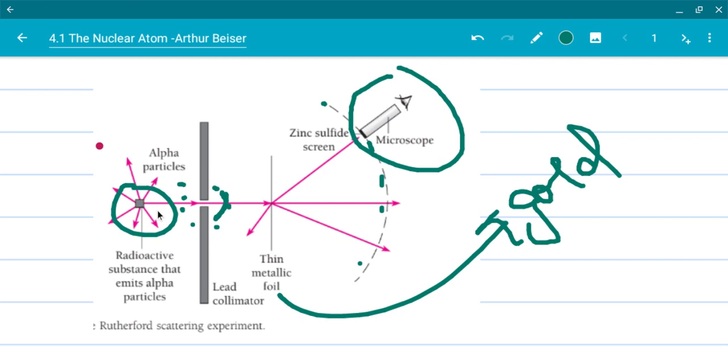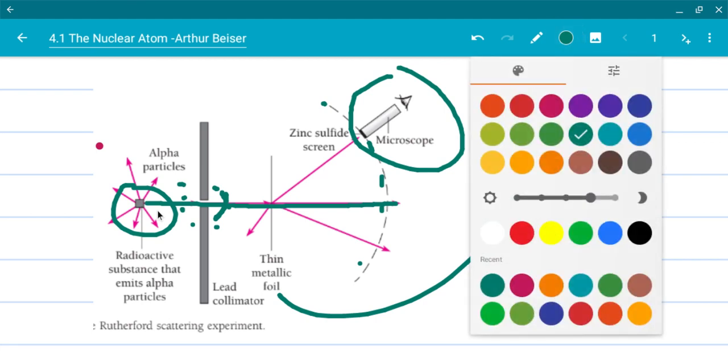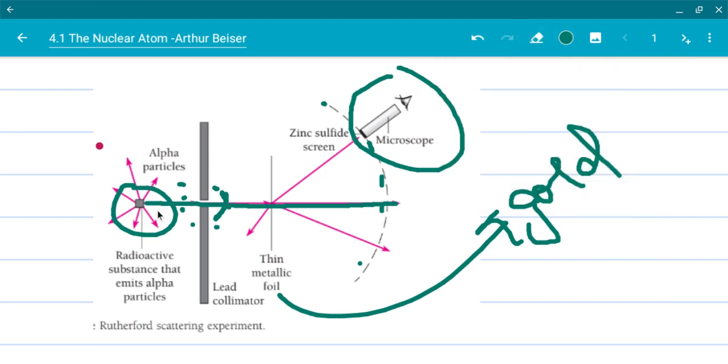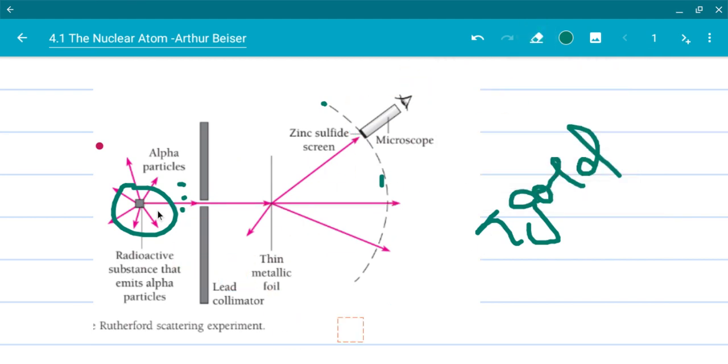So what they were basically expecting was that all the alpha particles will pass straight through the foil with very little deflection. However, this was not the case, and the actual results that came about were shocking, and you can observe them right here in this diagram as well.